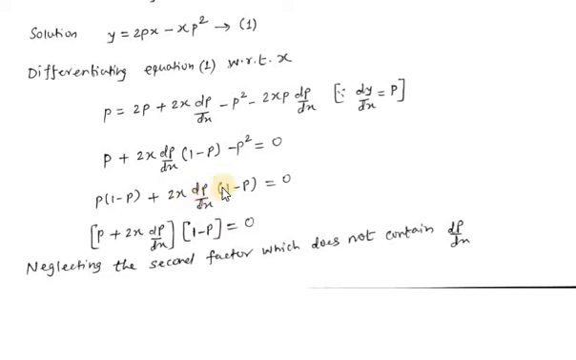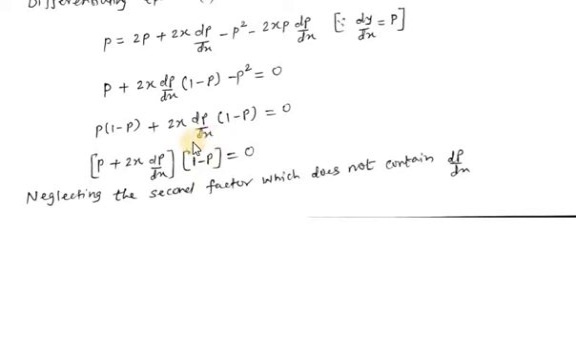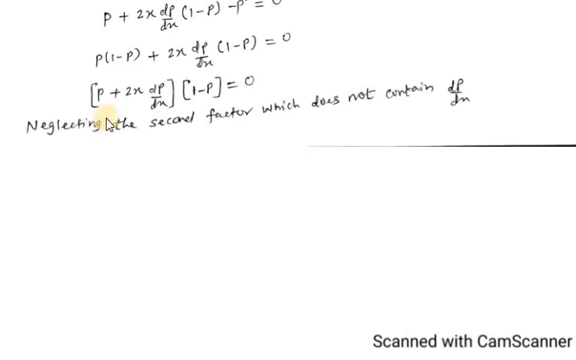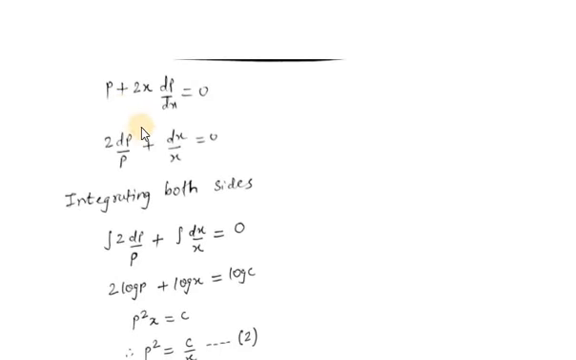Now taking 1 minus p common from this first term and this second term, so in one bracket we have 1 minus p, and in second bracket we have p plus 2x into dp by dx. We have to neglect this second factor because this term does not contain dp by dx. So we have p plus 2x dp by dx equals to 0. Now applying the concept of variable separable form, it will become 2 dp by p plus dx by x equals to 0.